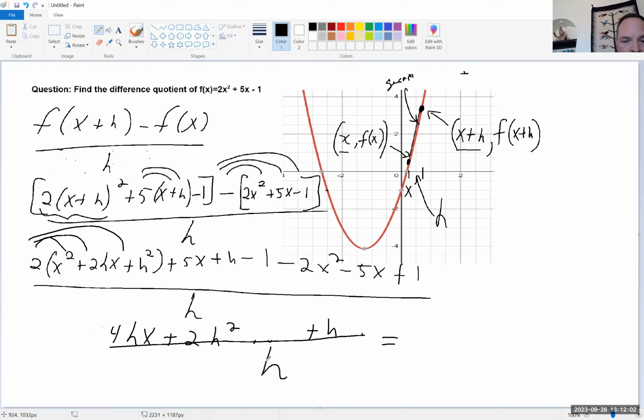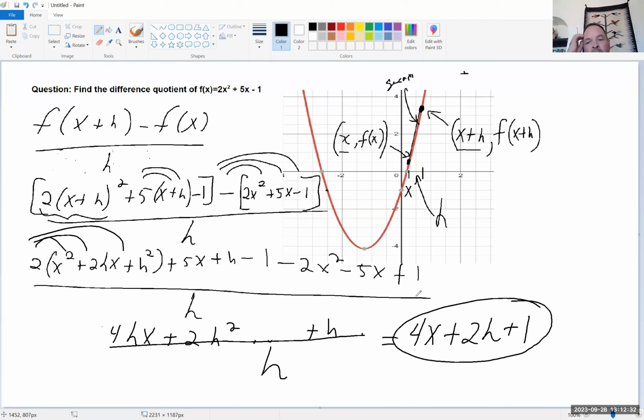And so we're left with, if you notice, the h's here are going to cancel, so I'm going to be left with 4x. The h's here, one of them is going to cancel, and then h divided by h is 1. And so this is your answer.